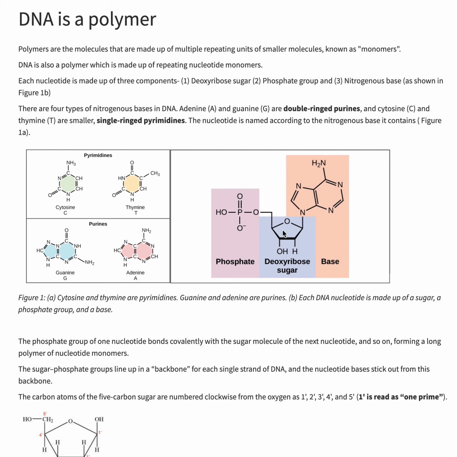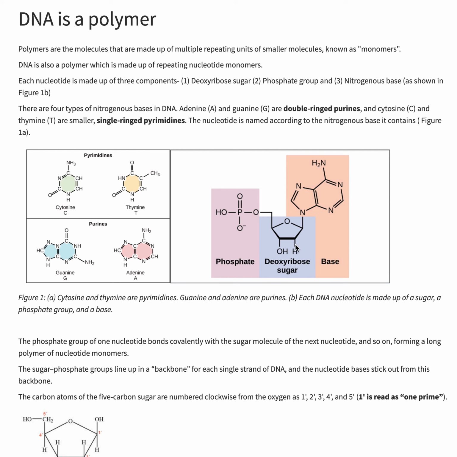The deoxyribose sugar, the name DNA, deoxyribonucleic acid, comes from this deoxyribose sugar. This deoxyribose sugar has 5 corners: 1, 2, 3, 4, and 5. This is an oxygen atom. And there are 4 carbons here, and there is 1 carbon here. So deoxyribose sugar is a pentose sugar.